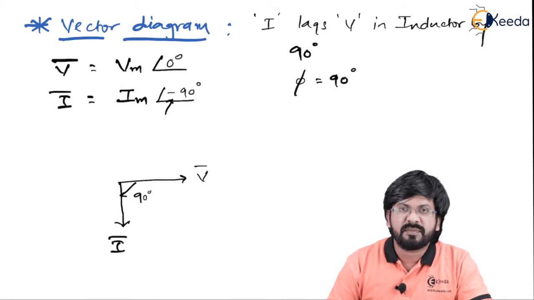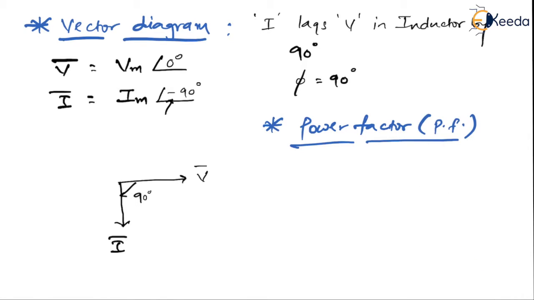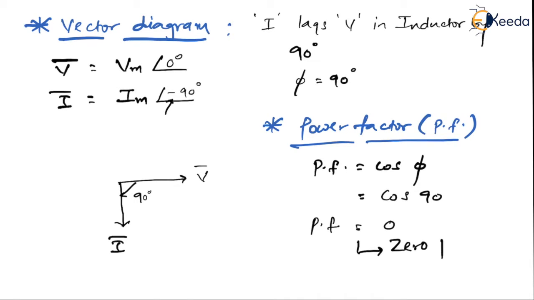In short, the phase angle, that is the phase difference between V and I, is equal to 90 degree. After this we calculate the power factor. Power factor is given by cos phi. That is nothing but cos of 90, and cos of 90 is 0. This is called 0 power factor.